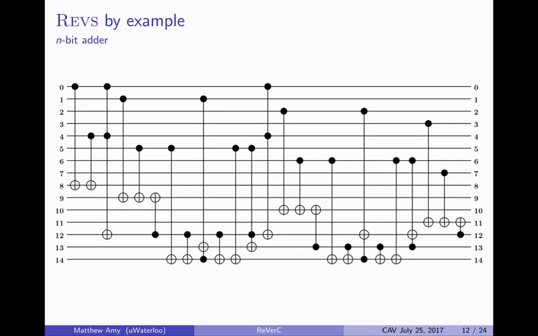So this is what the 4-bit adder compiles to with Revs. Don't worry about the particular gates there. It's just the idea of the straight line program, no moving around and stuff like that.